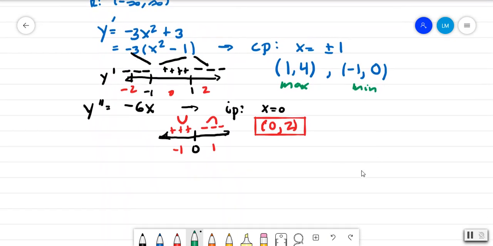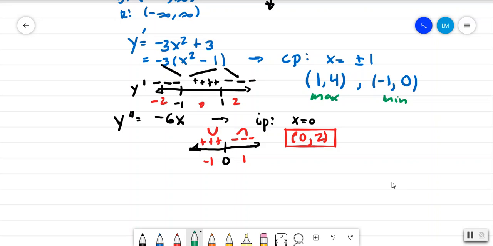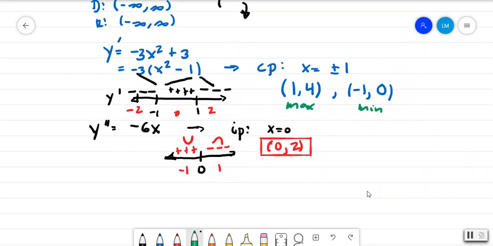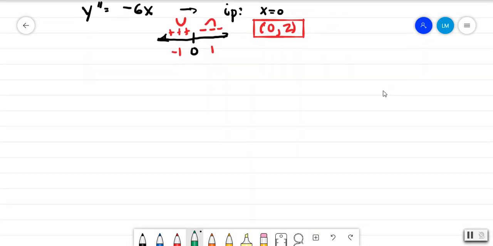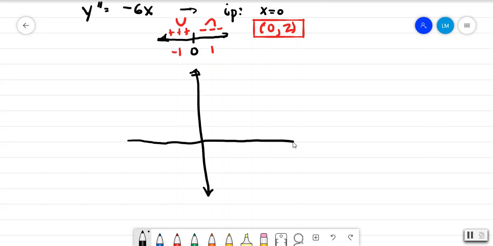The next step is that all we need to do is plot all of the important points. So let's do that. All we need to do is draw the x and y axis. We have the xy axis as follows. Now there's going to be an x-intercept at negative 1, 0. We got that one because that was the min. We also have a y-intercept at 0, comma 2.